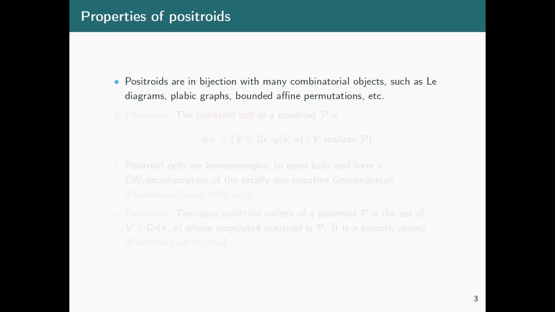So positroids are in bijection with many combinatorial objects, among which are Le-diagrams, plabic graphs, bounded affine permutations, Grassmann necklaces, there are many. And they have all been introduced by Postnikov in 2006, where he also introduced the positroids. But the realization space of a positroid is also much nicer than the one given by a matroid.